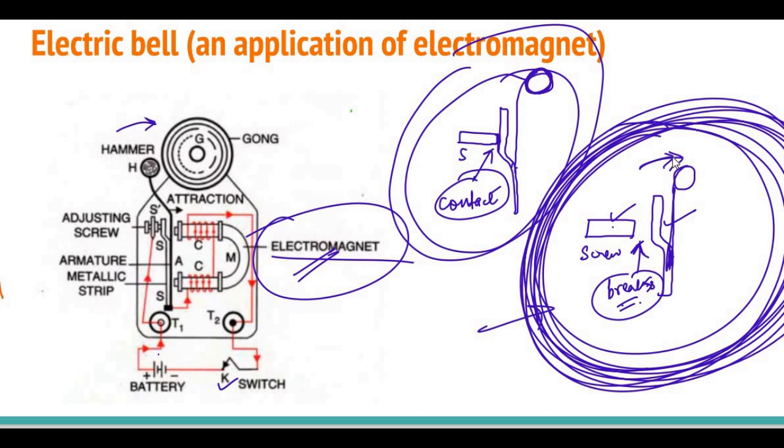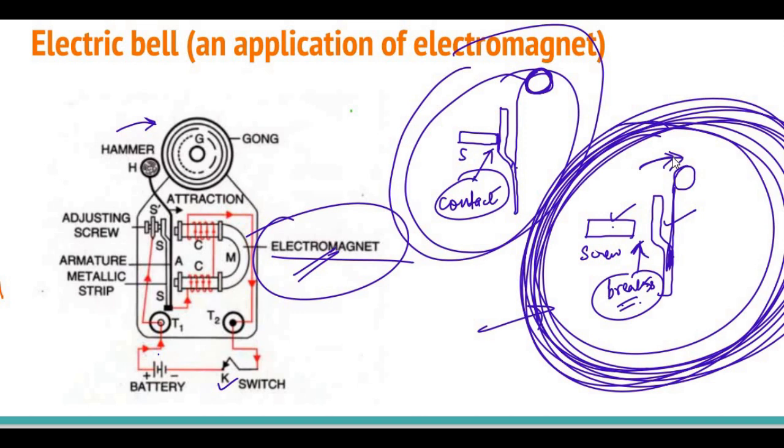And it keeps on hitting the gong. Tung, tung, tung, tung. This actually happens so fast. This entire thing which I have told, the magnetization and demagnetization of the electromagnet, happens so fast that the hammer continuously hits the gong and it appears to us as a continuous sound, although it is not continuous; it is very fast hitting of the hammer on the gong. So that tung tung tung sound is heard.